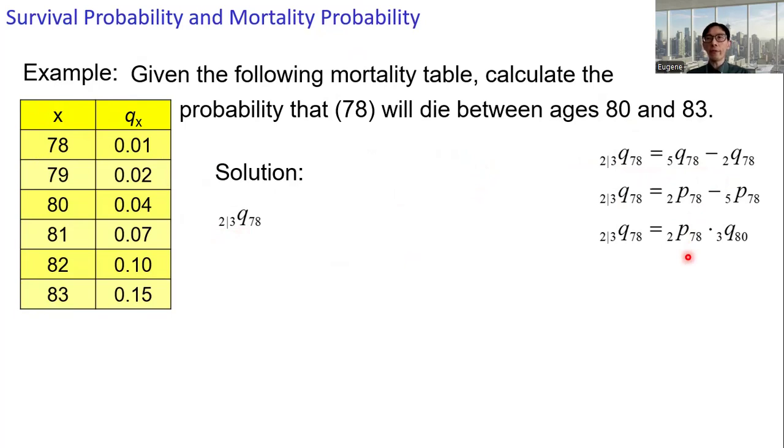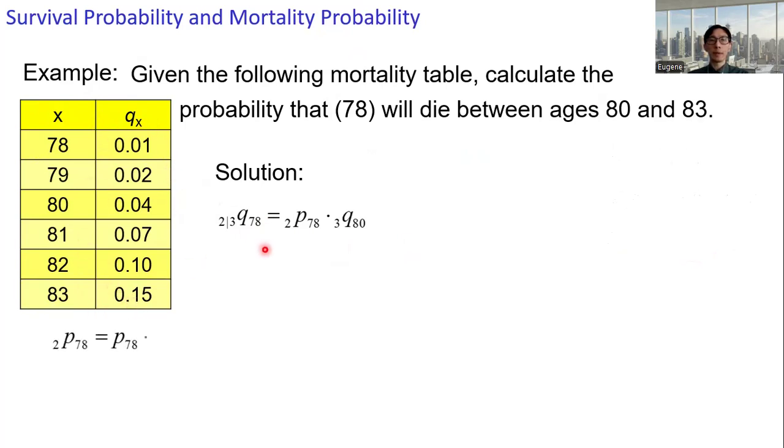The person survived for 2 years. This is 2p78, reaching age 80, and then dies within the next 3 years. The probability is 3q80. We are given the mortality probability for each year for a 1-year period. So 2p78 equals p78 times p79. So we can do the calculation from the figures in the mortality table here.